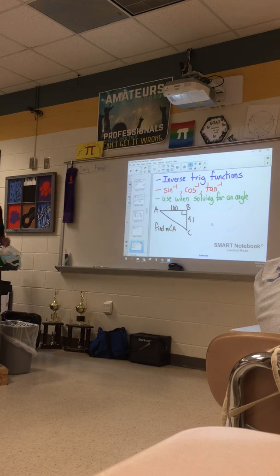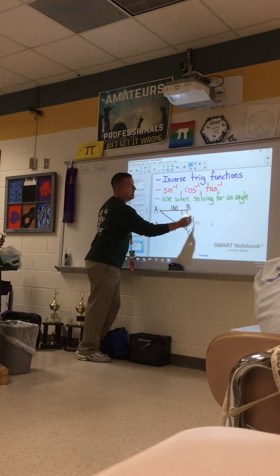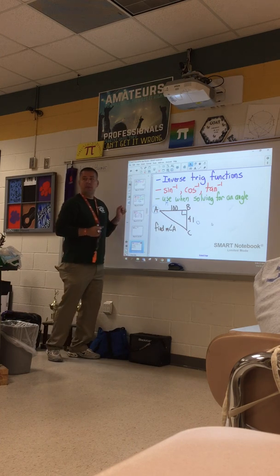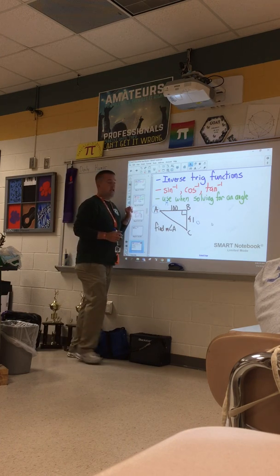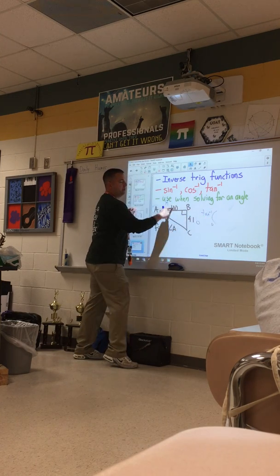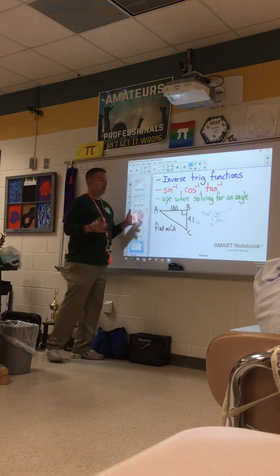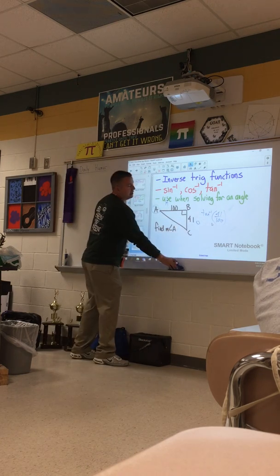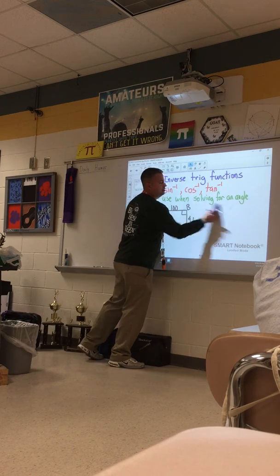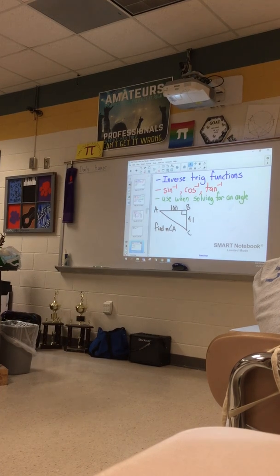All right. So in this example here, find the measure of angle A. Step 1, circle. Step 2, label opposite and adjacent. Which one has opposite and adjacent in it? Tangent. So I'll do inverse tangent of opposite over adjacent, 41 over 100. Press enter, and it'll spit out the angle for you. Make sure you press second tangent to get the inverse. Okay.